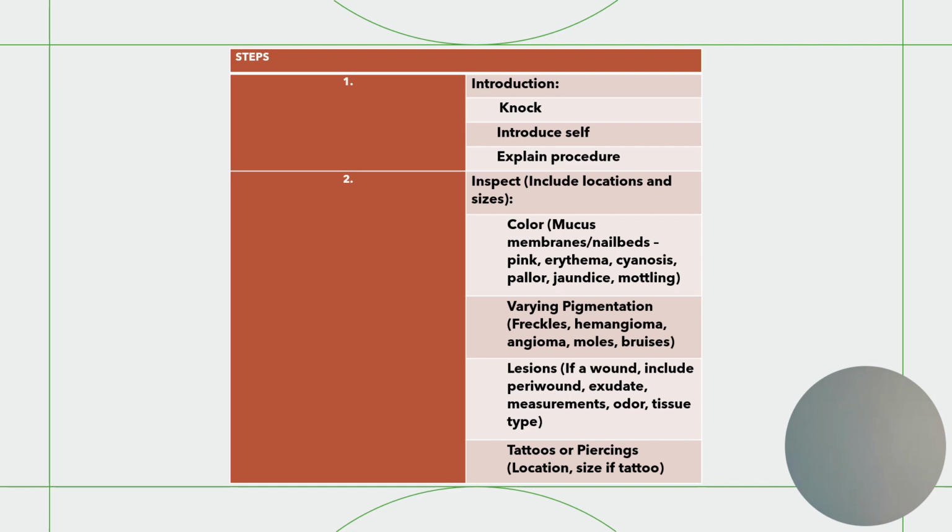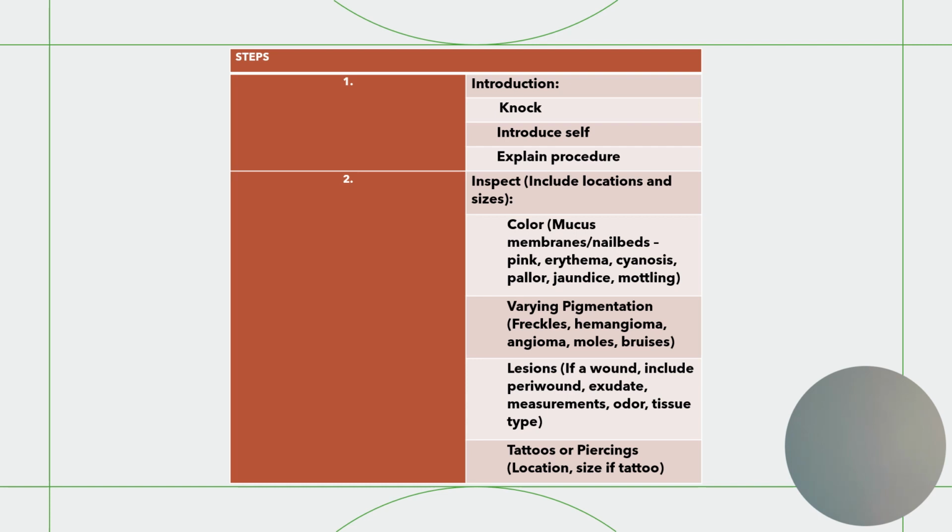Are there any lesions? And a lesion is basically something abnormal. So is it a wound of some kind? If it is a wound, then we need to not only assess the wound, but we need to assess the peri-wound, the exudate or the drainage. We need to obtain those measurements, and you will find how to assess the wound in your integumentary presentation.